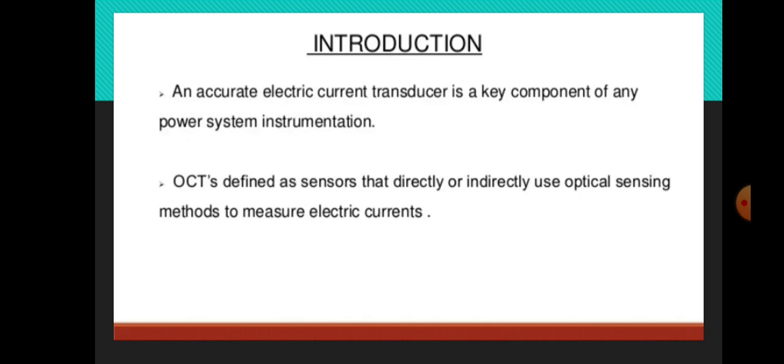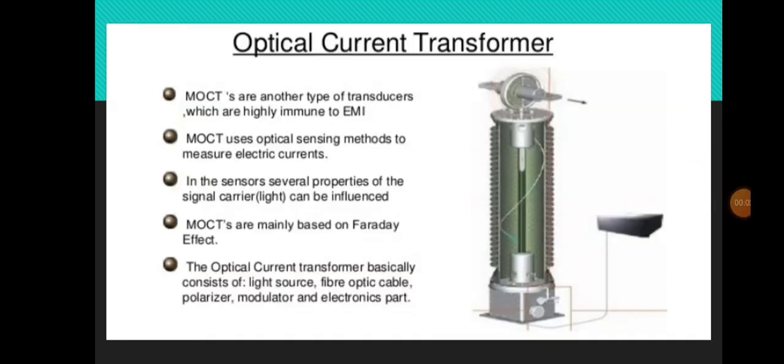Introduction. An accurate electric current transducer is a key component of any power system instrumentation. OCT is defined as sensors that directly or indirectly use optical sensing methods to measure electrical currents. MOCTs are another type of transducers which are highly immune to EMI. MOCT uses optical sensing methods to measure electrical currents. In the sensors, several properties of the signal carrier can be influenced. MOCTs are mainly based on Faraday effect.